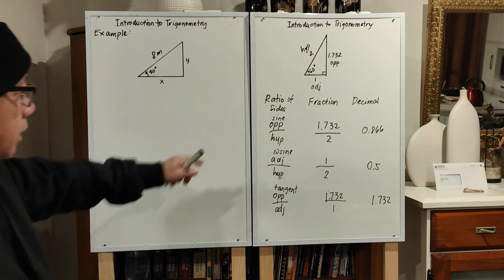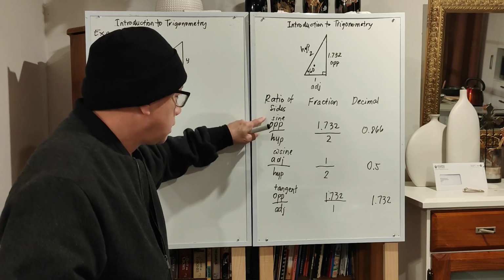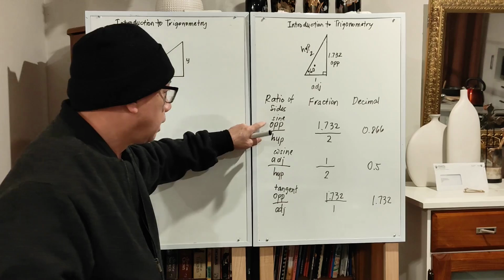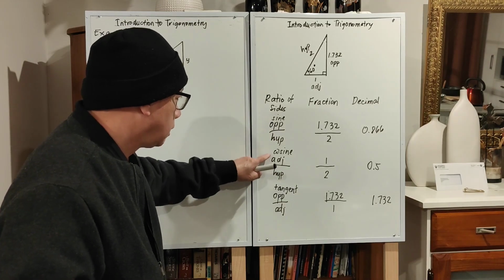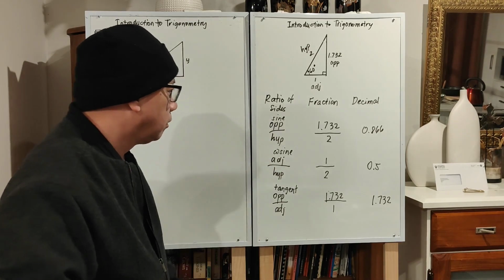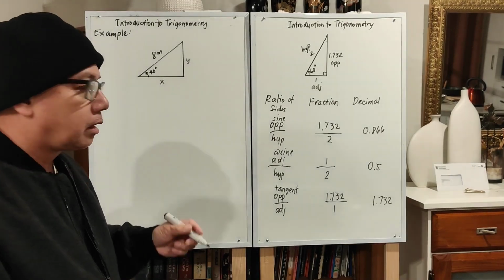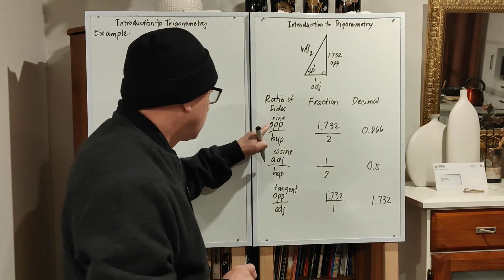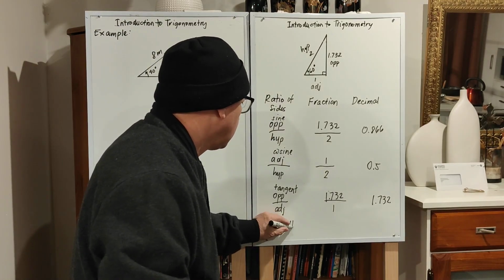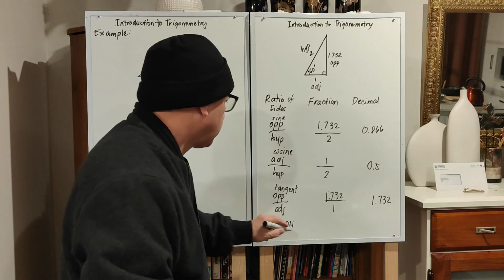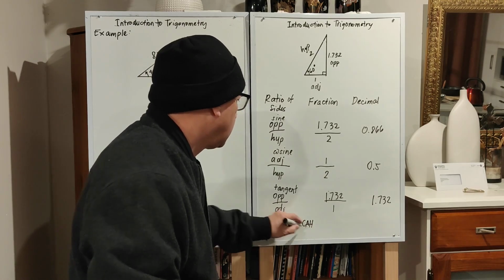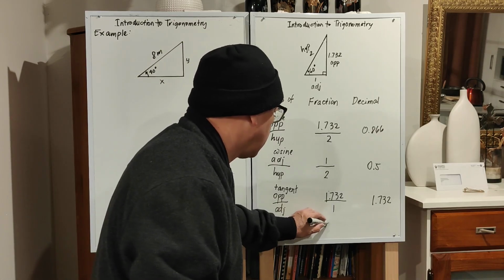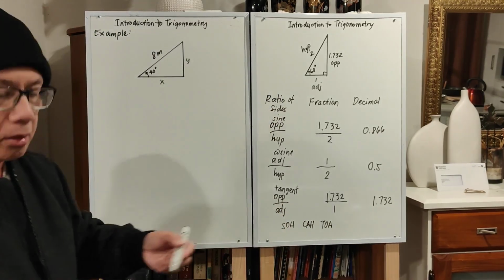Now, there's a shortcut, by the way, for this one. Sine is opposite over hypotenuse. If you look at the letters of each one, SOH, CAH, TOA. That is the shortcut method to memorize. Cosine is adjacent over hypotenuse, so CAH, and tangent is opposite over adjacent, so TOA. So it's easy to remember.